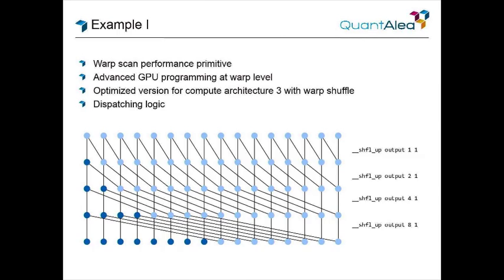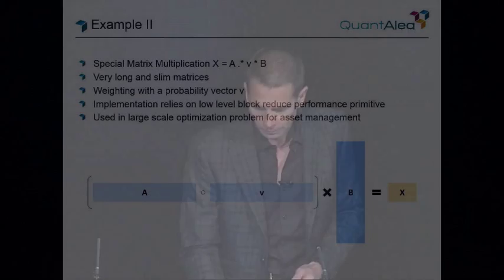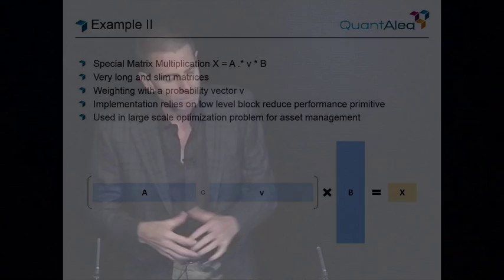The next algorithm is a specific matrix multiplication, and this comes from a real project. Quite often you have more or less rectangular matrices, big matrices that you want to multiply, and you get back a big matrix. This is a standard use case which is very well handled by NVIDIA cuBLAS. They have very powerful algorithms for doing that.